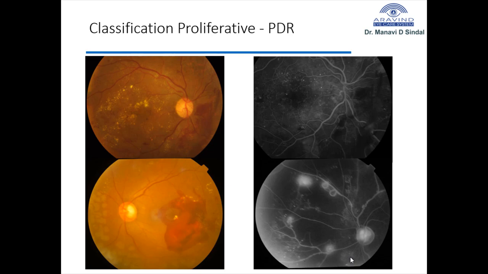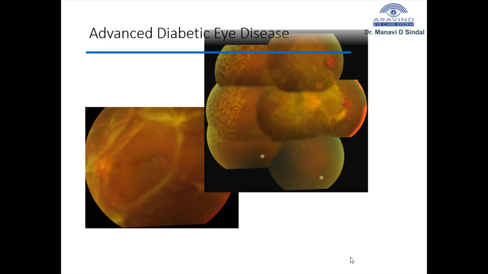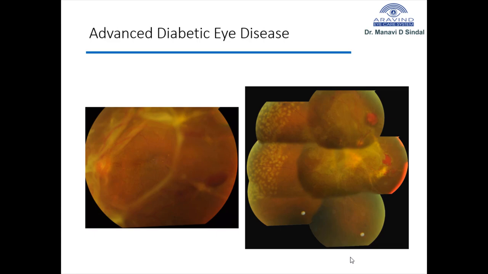And the other important complication is edema in the macula, the center part of the retina, which is called clinically significant macular edema, which used to be called focal or diffuse. But nowadays, with the newer treatment of anti-VEGF intravitreal injections, we call them non-center involving versus center involving diabetic macular edema. And then you have advanced diabetic eye disease, wherein especially the proliferative disease goes unchecked or uncontrolled, and it leads to formation of large fibrovascular membranes in the retina, which cause a detachment of the retina and of course severe vision loss as a consequence of this.